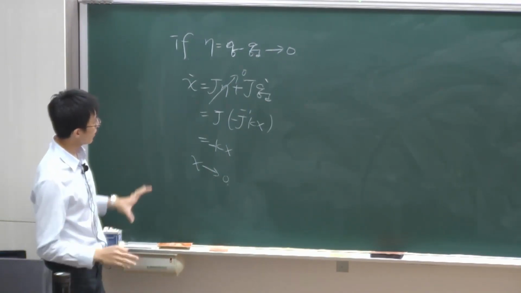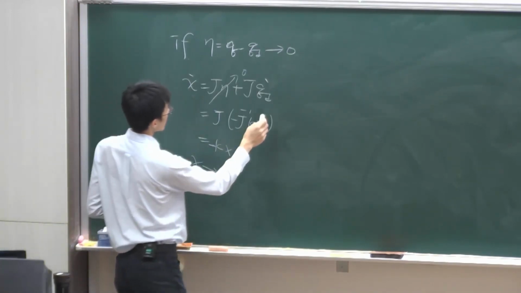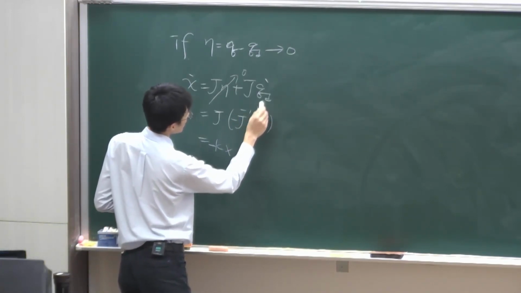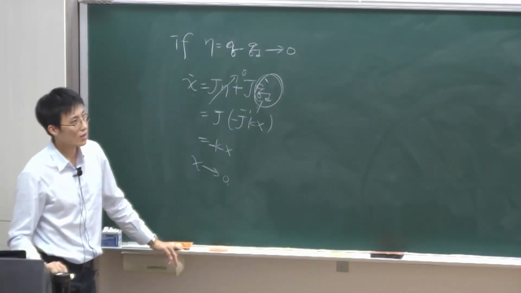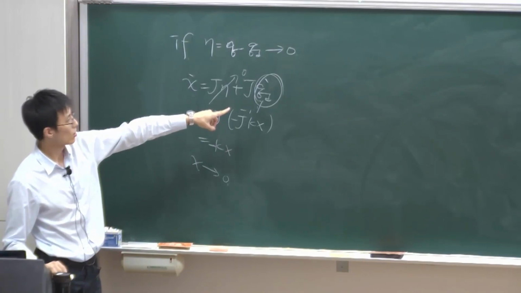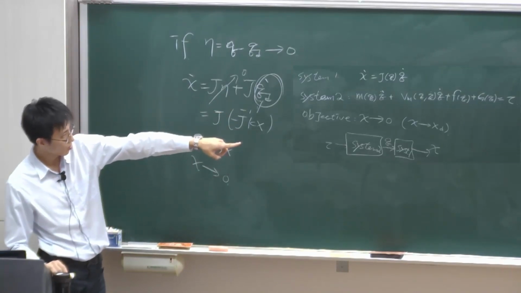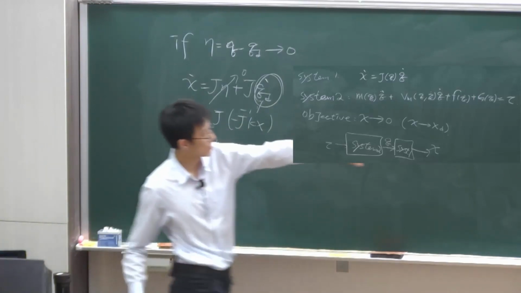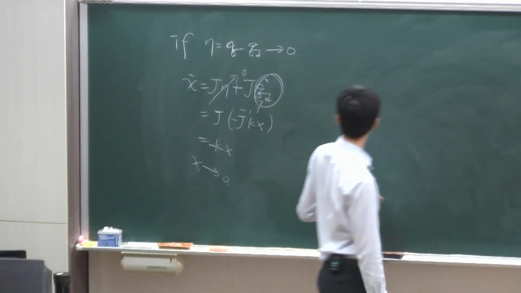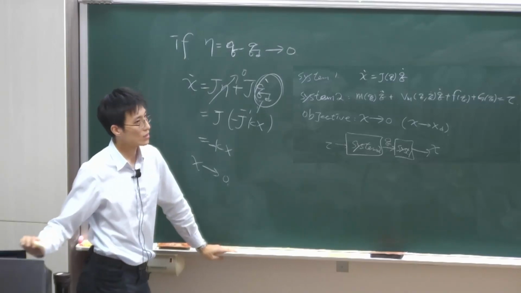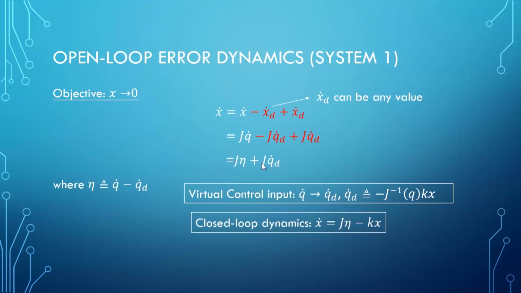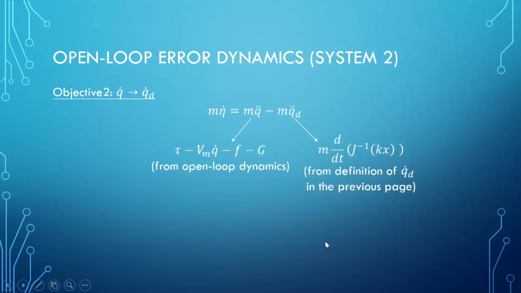So all this cannot be achieved without designing this, and that's the virtual control of the first system. All you need to do is design torque tau such that you can enable this Q signal to track this. That's the job for the second system. That's the closed loop for the first system, and you can see that eta equal to 0 becomes a linear first order differential equation, and it is exponentially stable. For the second system, the objective is Q track QD dot.